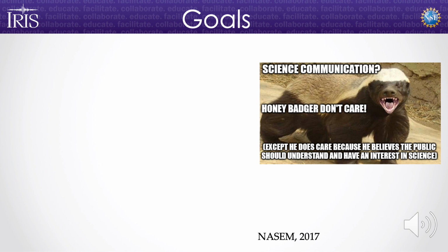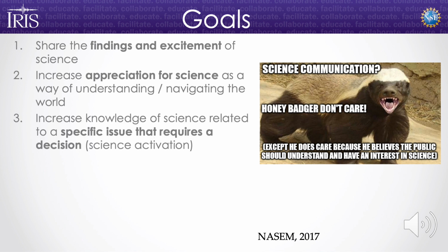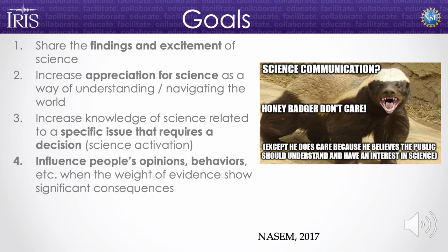So what are some of the goals of science communication? This is from the National Academy of Science, Engineering, and Medicine report that came out in 2017. They've identified 5 main goals. The first is to share the findings and excitement of science. That's one we always think about. We also want to increase appreciation for science as a way of navigating the world and understanding the world. We want to increase the knowledge of science related to a specific issue that requires a decision. This is often called science activation. This is something you would do when you talk to policymakers about your science.